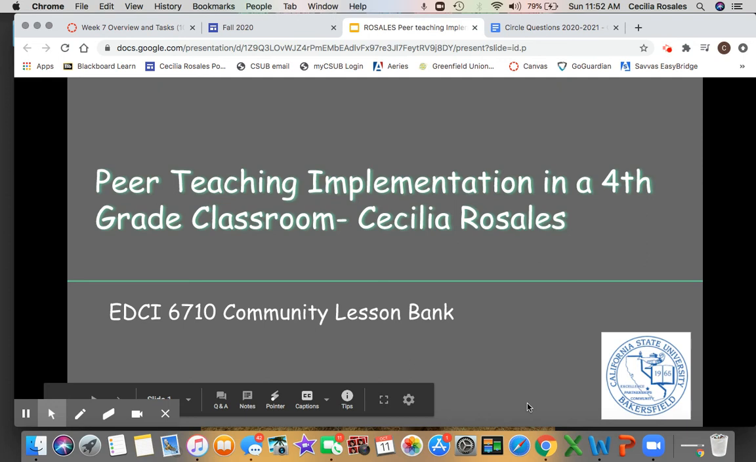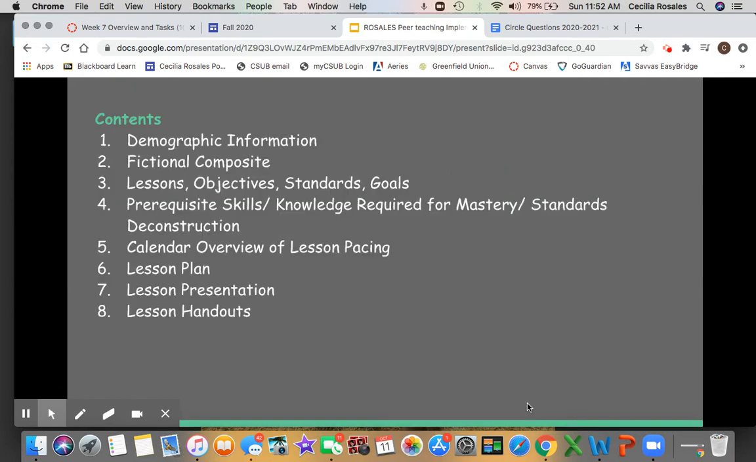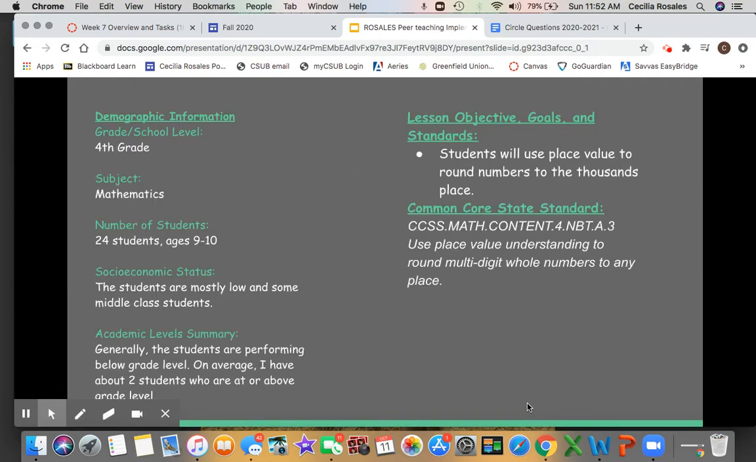Hi, my name is Cecilia Rosales, and I'm going to go over my implementation of the peer teaching strategy in my mathematics lesson. This is a fourth grade classroom. Again, we're doing mathematics. I have 24 students, about age 9 to 10.